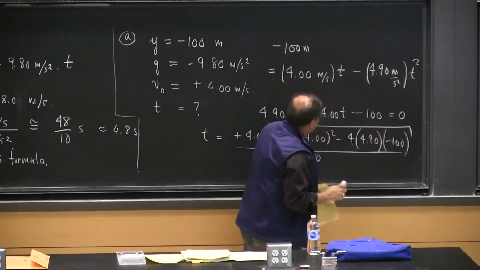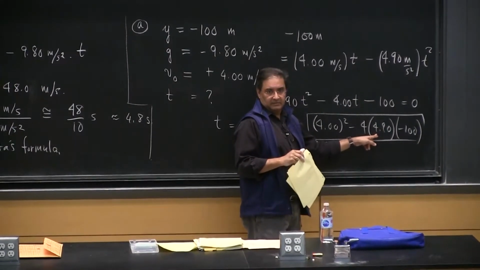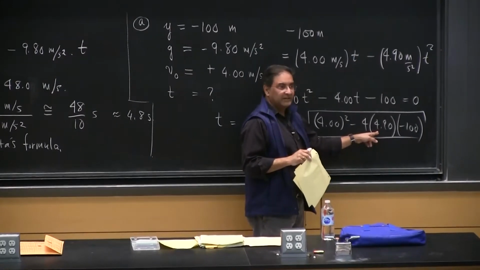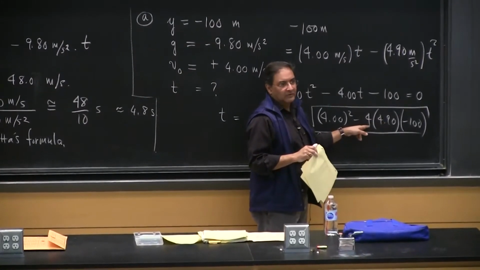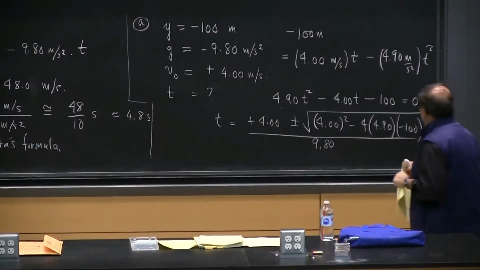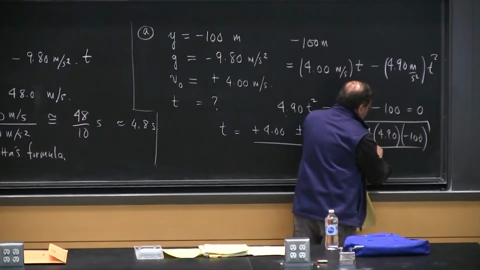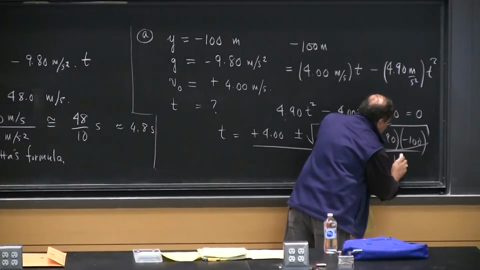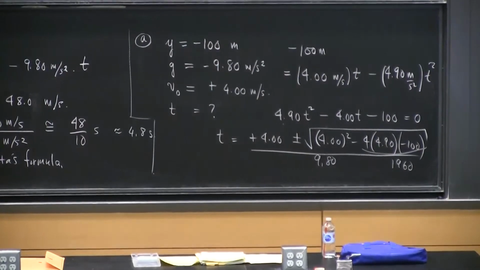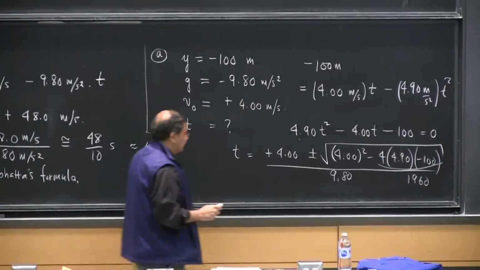So two minuses make it a positive. 4.9 times 2 is 9.8. It's like 5 times 2 is 10. 4.9 times 2 is 9.8. 4.9 times 4 is therefore 19.6. 9.8 times 2 is 19.6. So this number is 19.6. 19.6 times 100, that means this number is 1960. Okay, so 1960 plus 16 is 1976. By the way, remember we saw 1976 before.